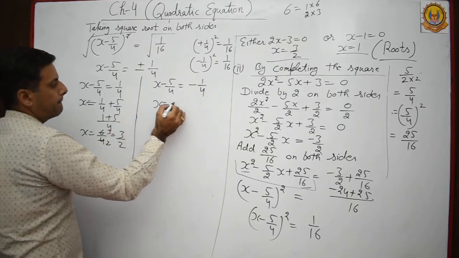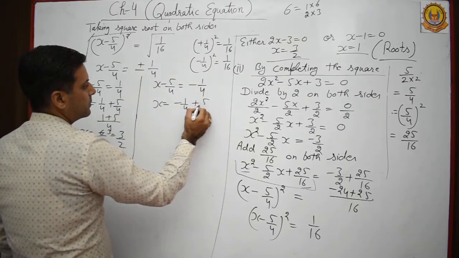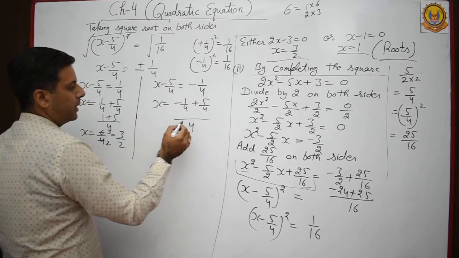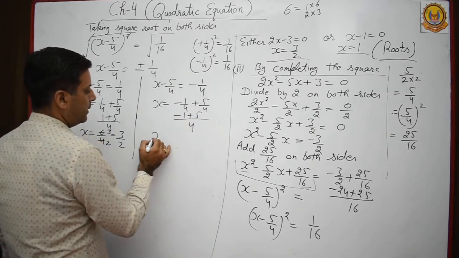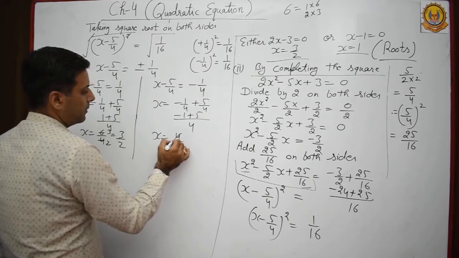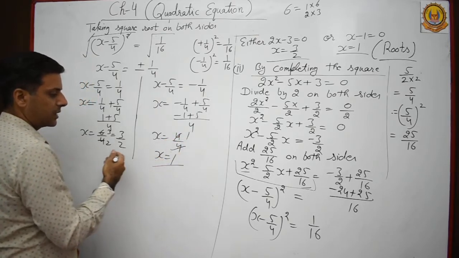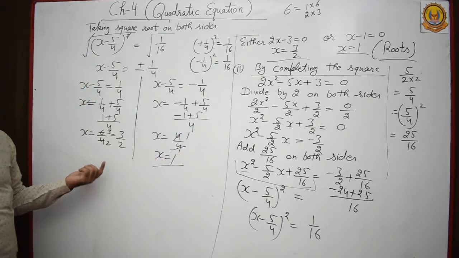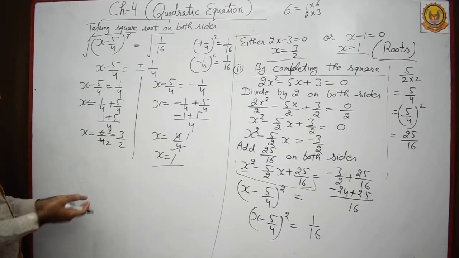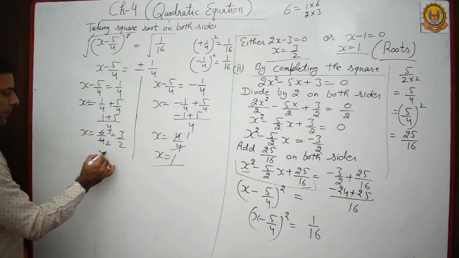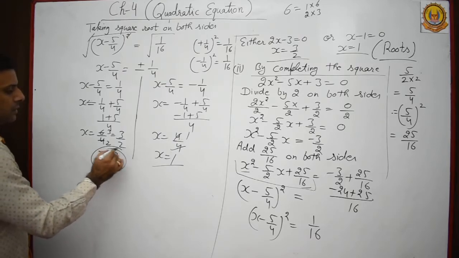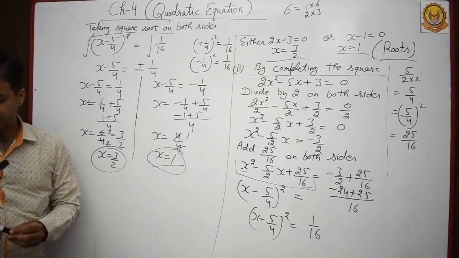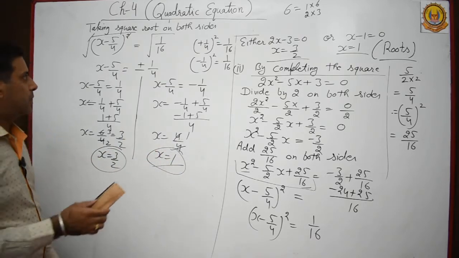Here take minus 5/4 to the right hand side, taking LCM you will get 4/4, that is equal to 1. So the answer is verified. In the previous question we got the same values, x equal to 1 and x equal to 3/2. So these are the roots of the given equation. So this is method number 2.